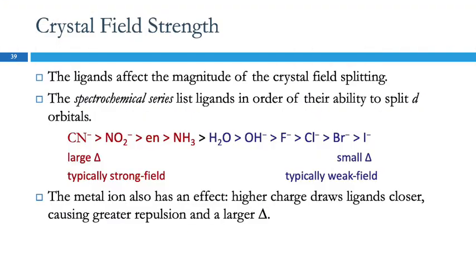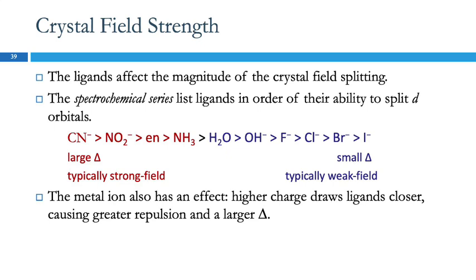Okay, so we said that the ligands affect the magnitude of the crystal field splitting. So this is called the spectrochemical series, and it lists the ligands in order of their ability to split the orbitals. So cyanide typically splits them more strongly, and iodide splits them very weakly. So this is going to give us a small delta. These guys are going to give us a large delta.